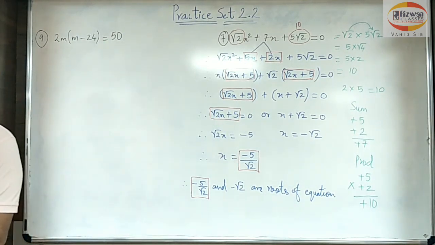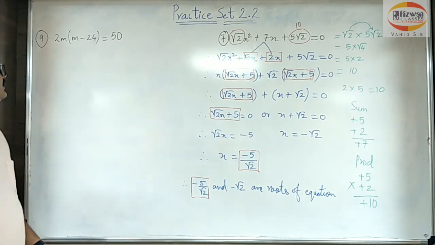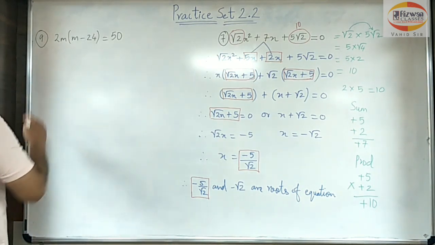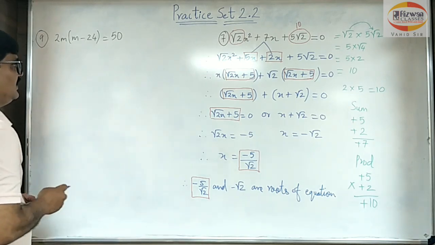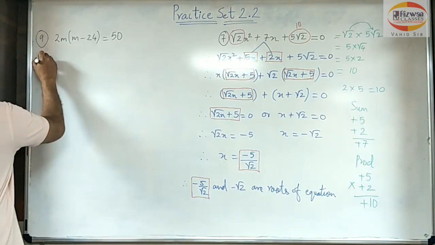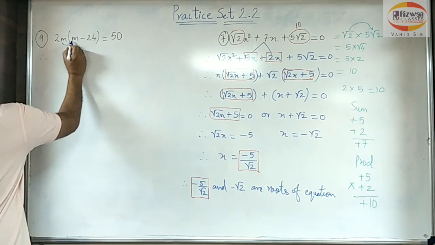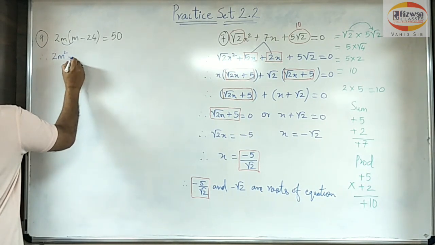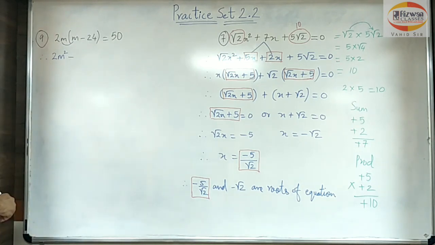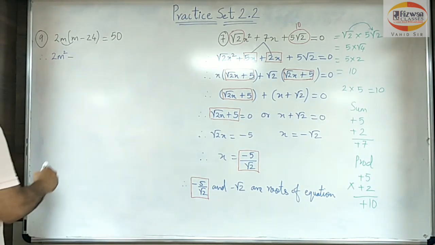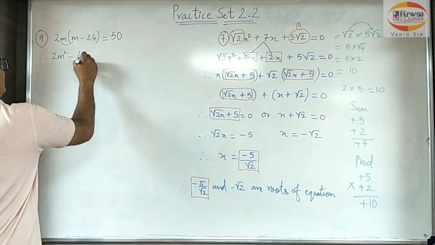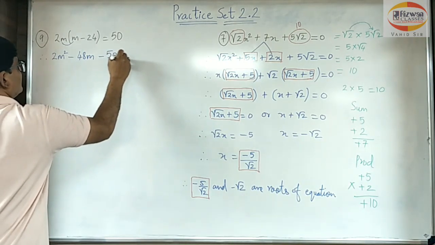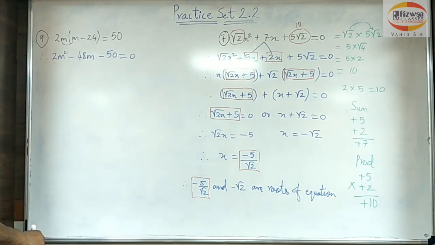Now for this sum, if you check this out, it is not in the standard form. First you have to get it into the standard form, which is very simple. What you have to do here is multiply 2m into m. So 2m into m will be 2m square, minus 2m into 24, that comes to 48m. And this will be minus 50 is equal to 0. I got it into the standard form.